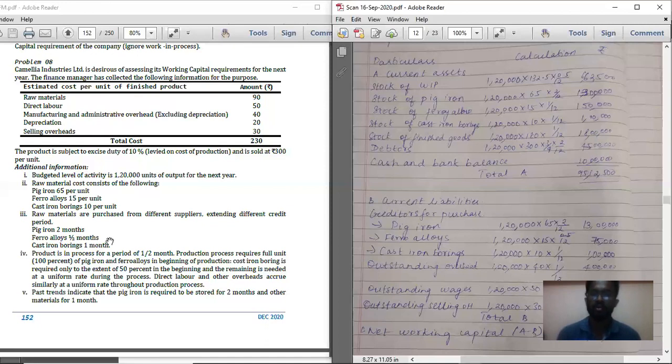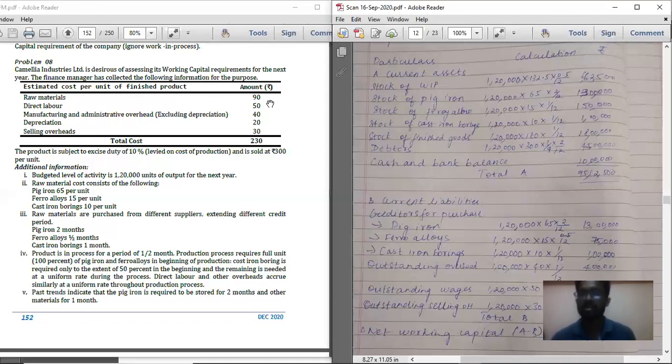So to calculate stock of finished goods, we need the cost of production. Here they have given raw material total cost is 90 rupees per unit plus direct labor is 50 rupees per unit plus manufacturing is 40 rupees per unit. So all these three are includable in the cost of production, whereas depreciation and selling overhead are not includable in the cost of production. As simple as that. Always in cost of production and work in progress, only till administrative overhead you should include. That too, depreciation you should exclude. Okay, stock of finished goods.